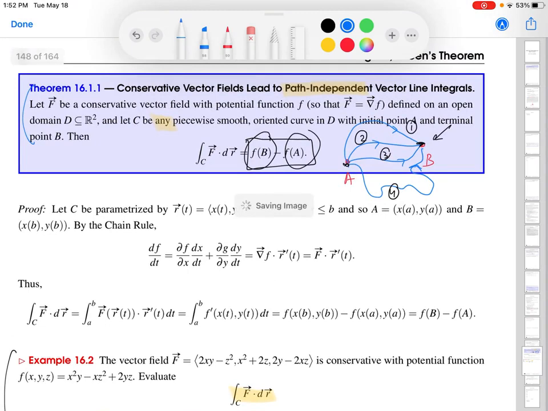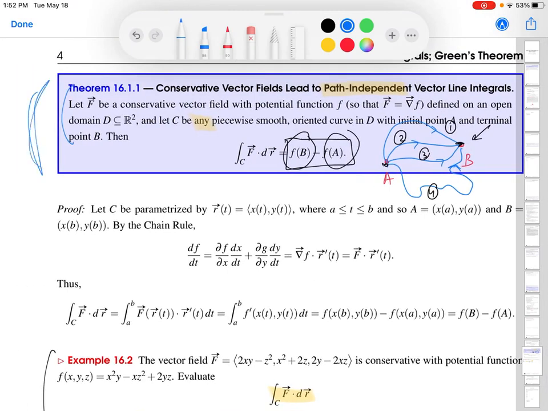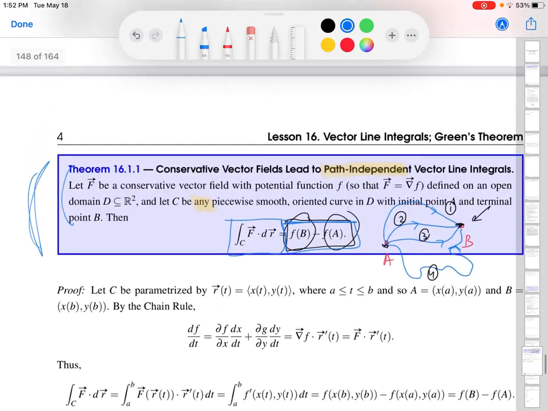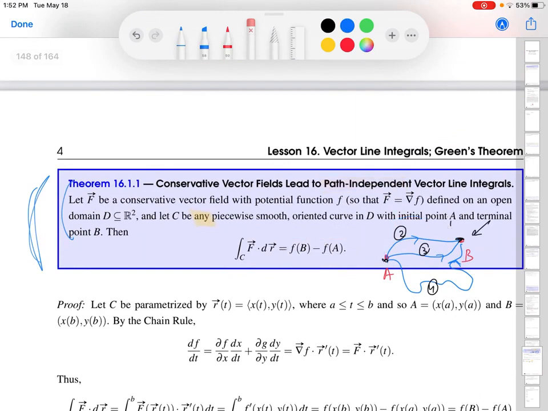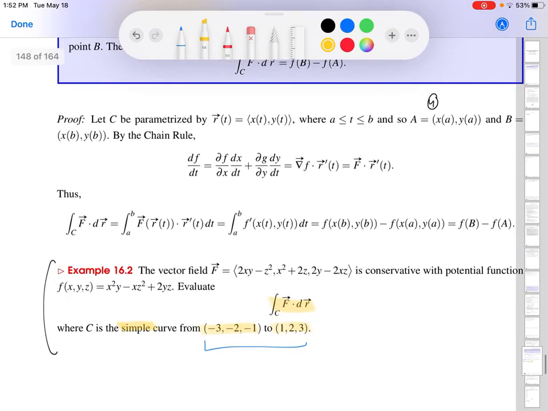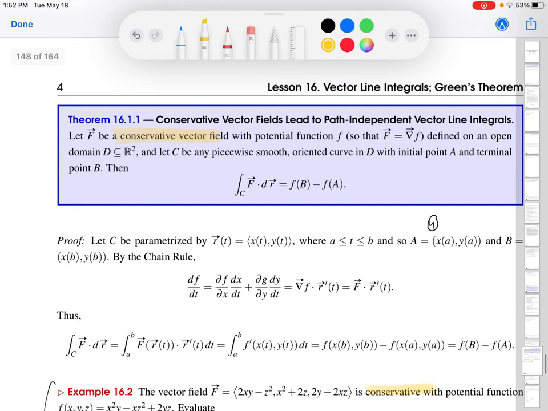As long as the curve and the vector field satisfy the hypotheses here, then you can just use the theorem, and the vector line integral will equal the difference in the potential function at initial and terminal points. So let's see then if everything is satisfying the hypotheses, so we can use this theorem. So let's check. We have a conservative vector field. Yes, we do, we're told, with a potential function f.